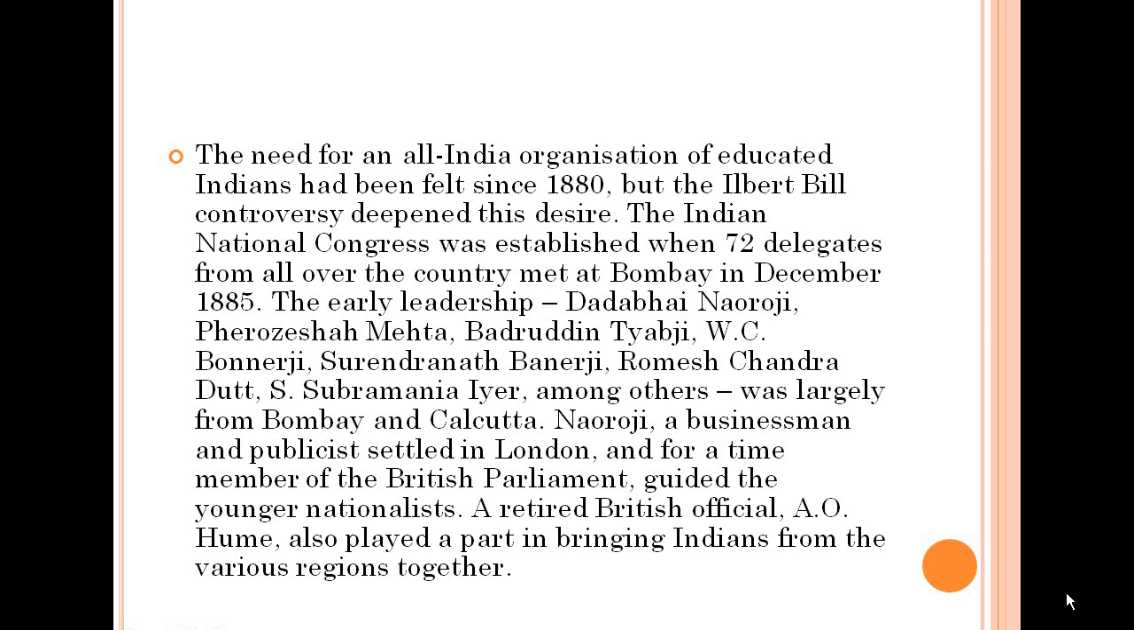So the Indian National Congress was established with 72 delegates from all over the country, and they met at Bombay in December 1885. So basically there was an emergence of the Indian National Congress, established with 72 delegates from all over the country, who met at Bombay in December 1885 for this particular issue.